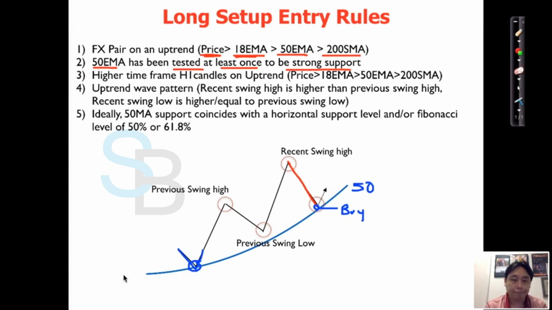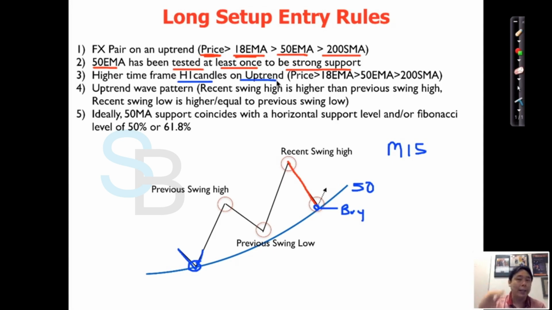That's the point. So again, I'm looking at the 15-minute candles, ensuring that it's on a very clear uptrend, bouncing off the 50 EMA. But like most of my other strategies, I also have to check the higher time frame. In other words, after looking at the 15-minute candles, I have to look at the hourly candles, and to also ensure that the hourly candles are on an uptrend as well.